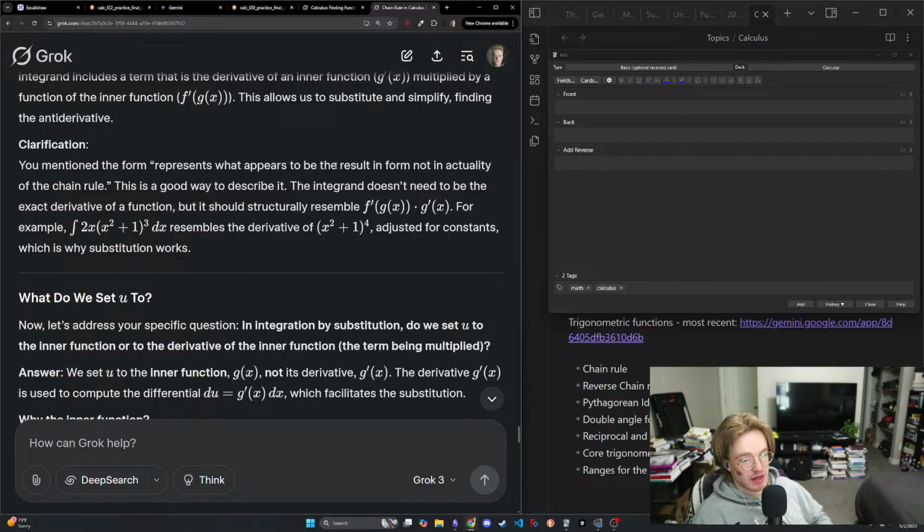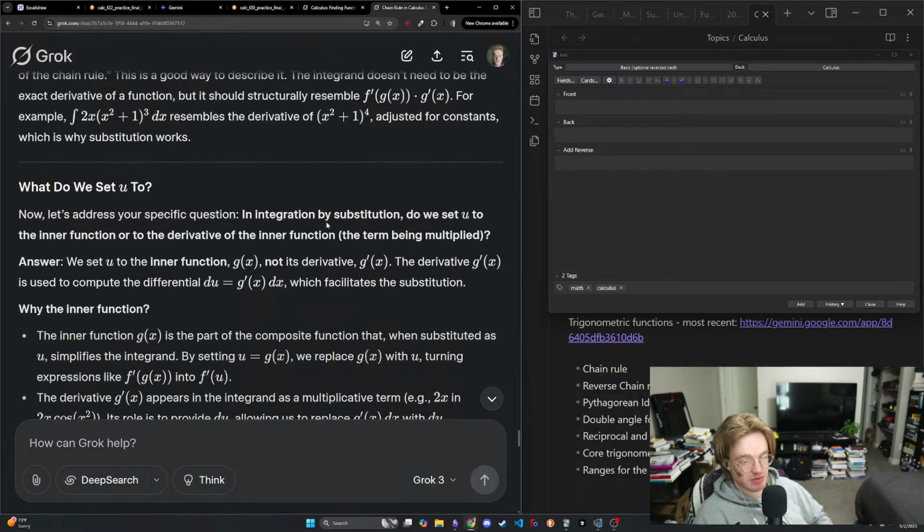Clarification: you mentioned the form represents what appears to be the result in form, not in actuality, of the chain rule. This is a good way to describe it. The integrand doesn't need to be the exact derivative of a function, but it should structurally resemble it. For example, it resembles the derivative of x squared plus something, adjusted for constants, which is why the substitution works.